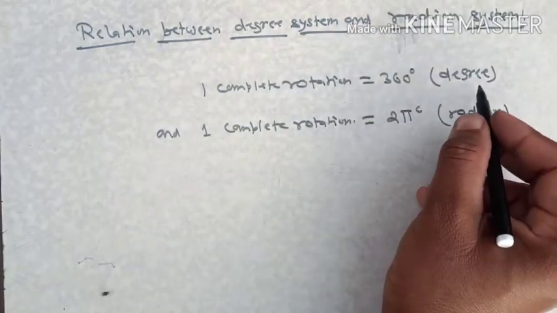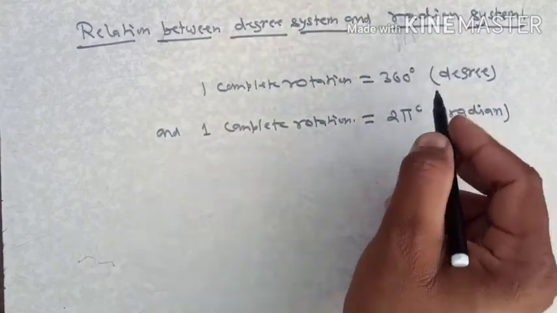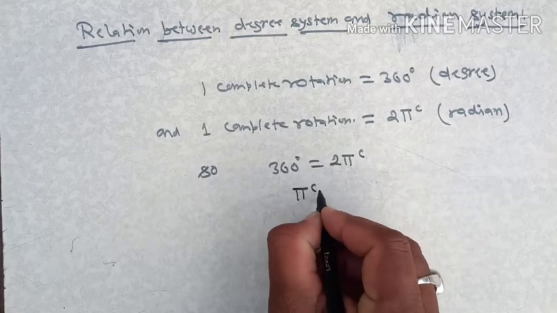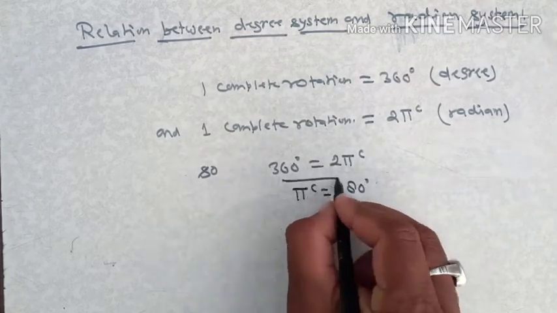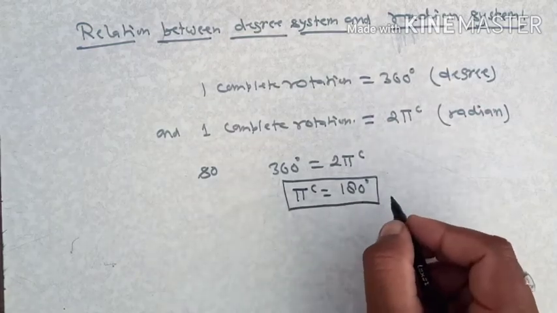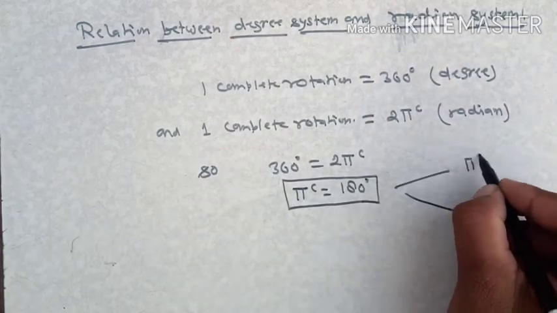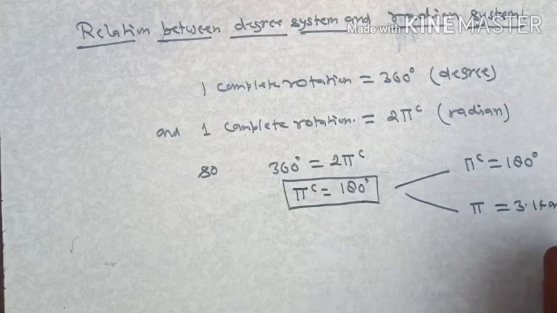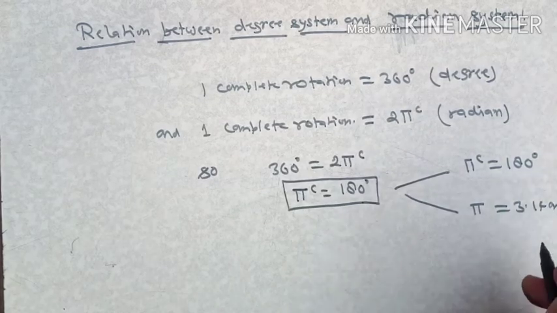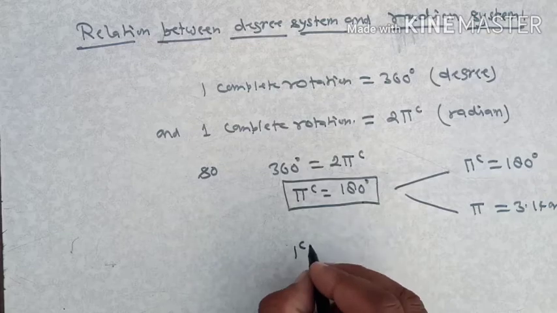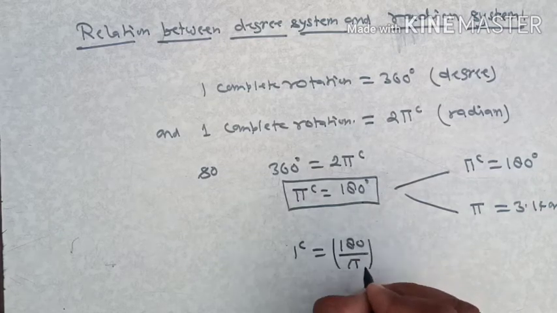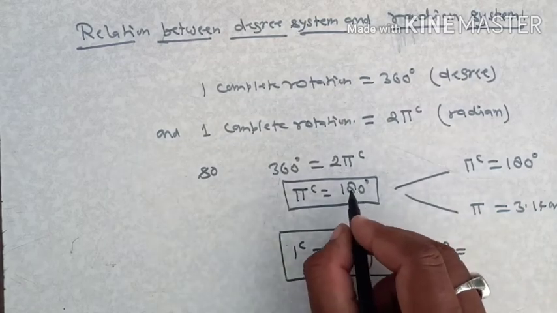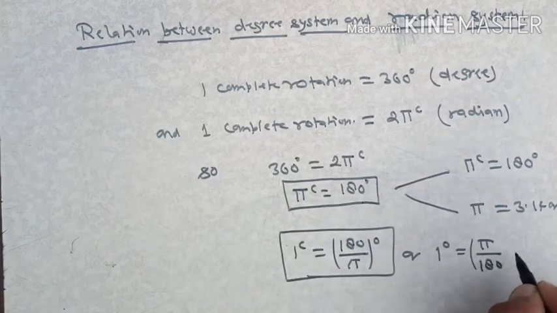In one complete rotation, 360 degree in degree system. In one complete rotation, it is equal to 2 pi radian in radian system. So 360 degree is equal to 2 pi radian. Pi radian is equal to 180 degree. Here are two things: pi radian is equal to 180 degree, and pi equals 3.14 or 22 by 7, approximate value of pi. So 1 radian is equal to 180 by pi degree, or 1 degree is equal to pi upon 180 radian.